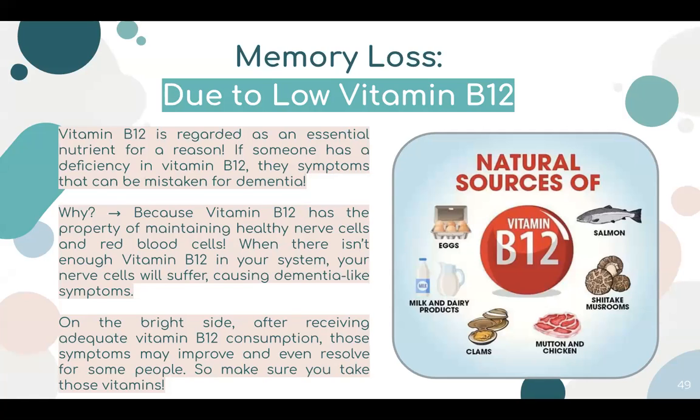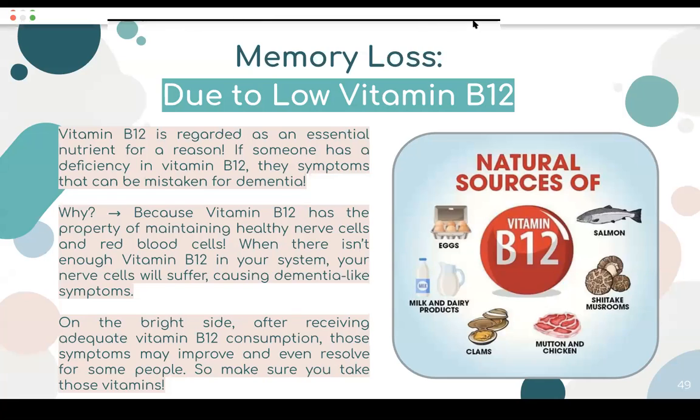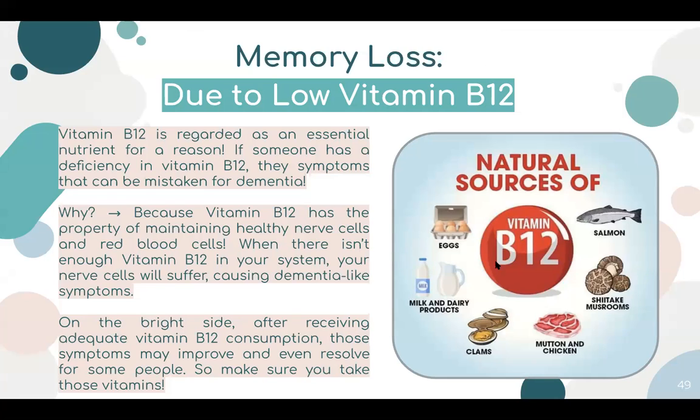The fifth cause is low vitamin B12. Vitamin B12 is regarded as an essential nutrient for a reason. If someone has a deficiency in vitamin B12, the symptoms can be mistaken for dementia. Why? Because vitamin B12 has the property of maintaining healthy nerve cells and red blood cells. When there isn't enough vitamin B12 in our system, our nerve cells will suffer, causing dementia-like symptoms. On the bright side, after receiving adequate vitamin B12, those symptoms may improve and even resolve for some people. So make sure you take those vitamins.